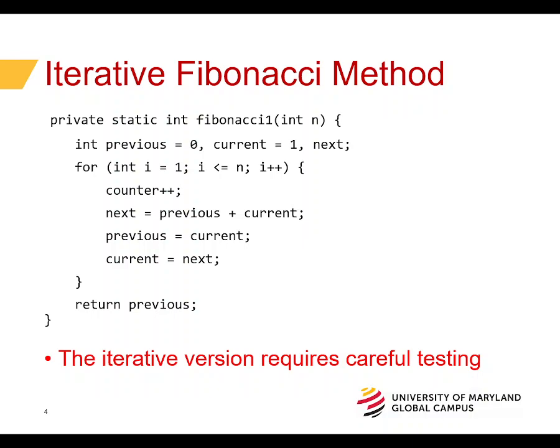When n is 2, the loop iterates twice. The first time through, next is set to 0 plus 1, which is 1, and current is set to next, so current becomes 1. The second time through, previous is set to current, so previous is 1, which is returned. Without that careful analysis, we could not be certain that this method was correct.